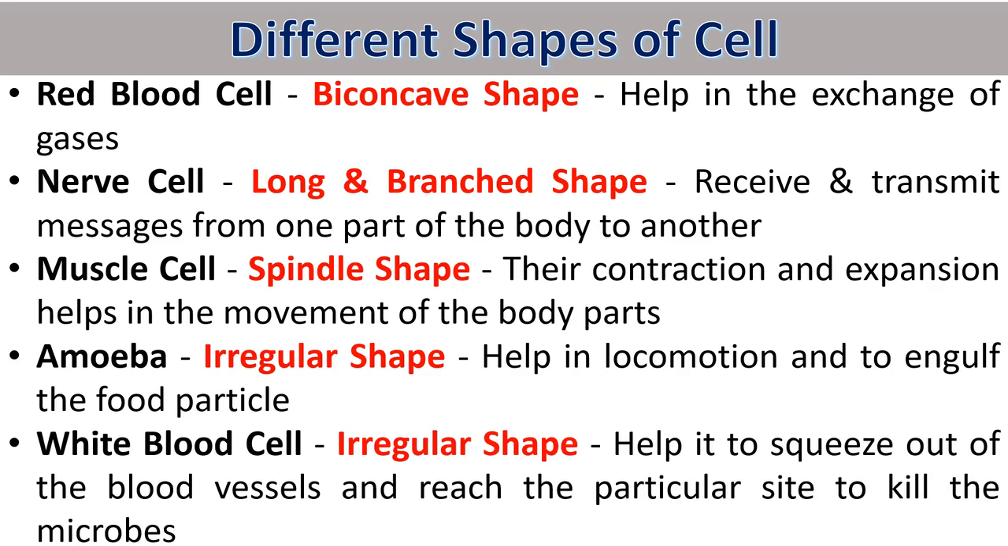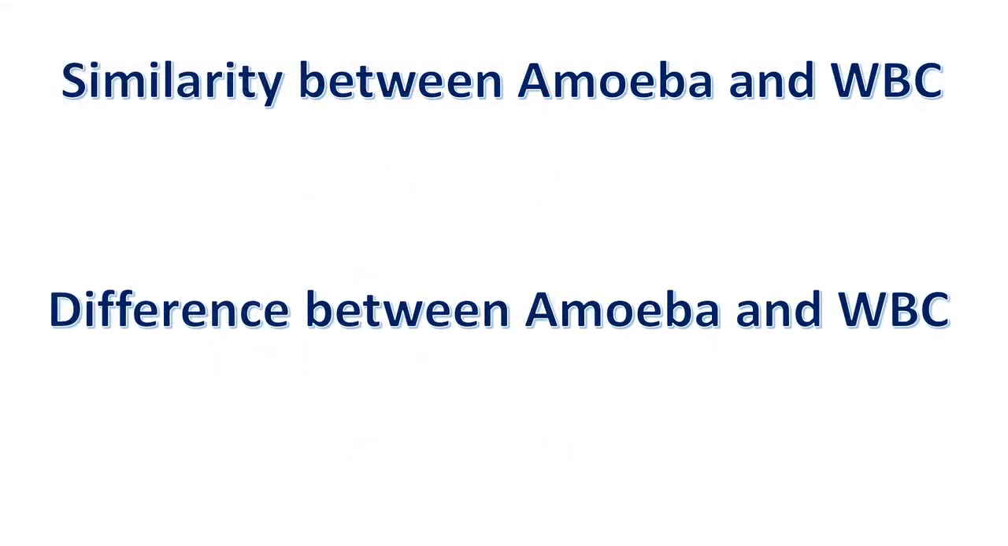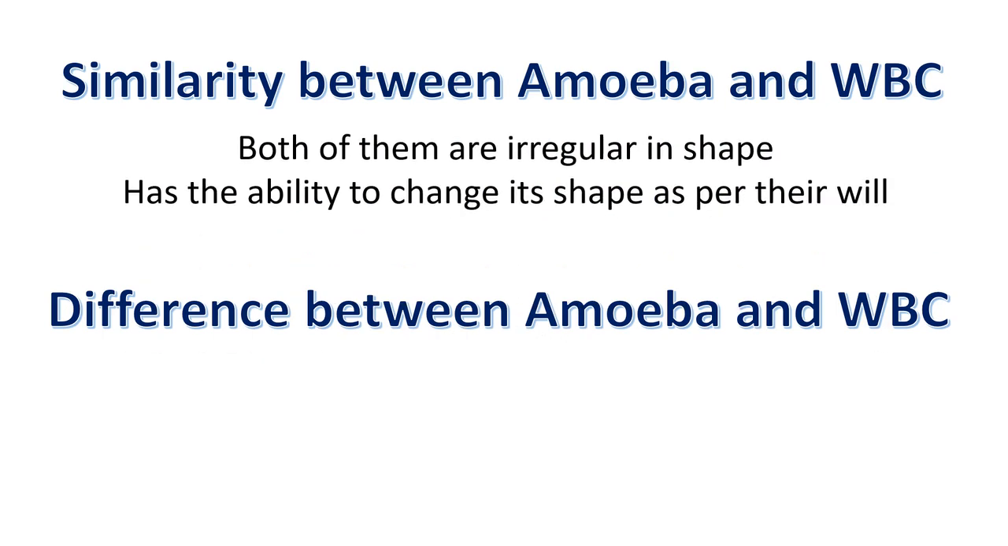WBCs are also irregular in shape, and this shape helps them to squeeze out of the blood vessels and reach the particular site to kill the microbes. There are some similarities and differences between amoeba and WBC. The similarities among them are both of them are irregular in shape and they both have the ability to change their shape as per their will.